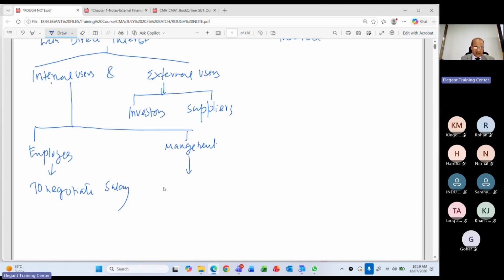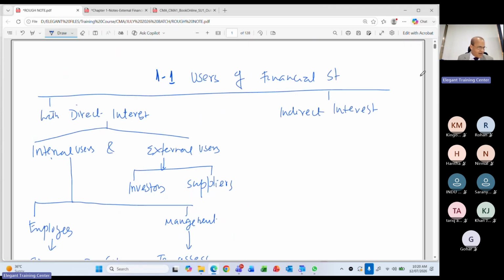And management, for what? To assess the financial strength of the company and also for decision making. Clear? You have to really understand the whole concept of the users. Questions can come. Who are external users? Who are internal users? Clear? So that is with direct interest.